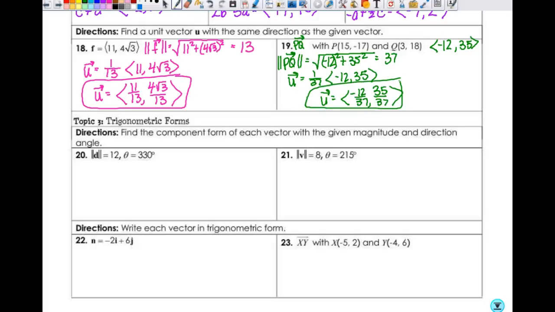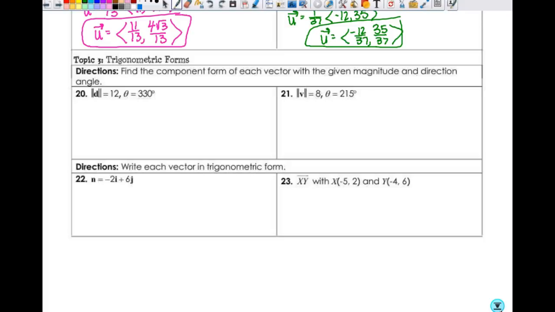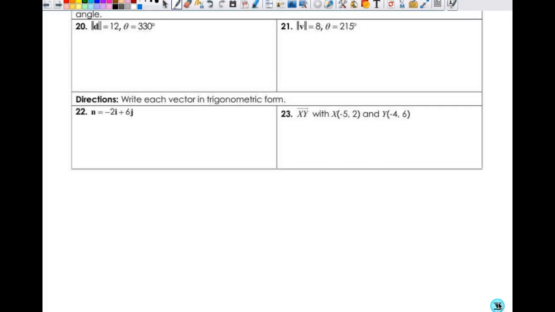All right, so now we're looking for the component form of each vector with the given magnitude and direction. So I'm giving you the magnitude and direction. You've got to find the component form, the pointy bracket form, right? So this is, remember, just like your r cosine theta, r sine theta. The r is the radius, it's the magnitude, it's kind of all the same thing depending on how you're applying it. So to find my component form here for D, that's going to be equal to 12 times the cosine of 330, and then 12 times the sine of 330.